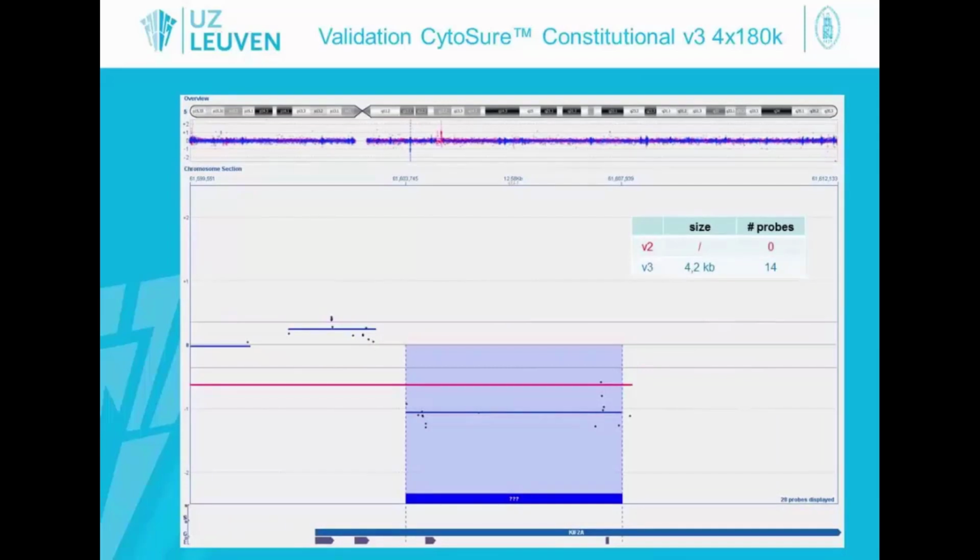And also here we detected a 4.2 kb deletion in the KIF2A gene with 14 probes on the V3 array, and there were no probes on the V2 array. Also here, this gene is responsible for autosomal dominant cortical dysplasia. So again, if there is a link with the clinical phenotype, then we would report this.